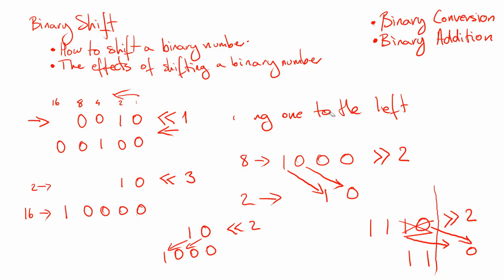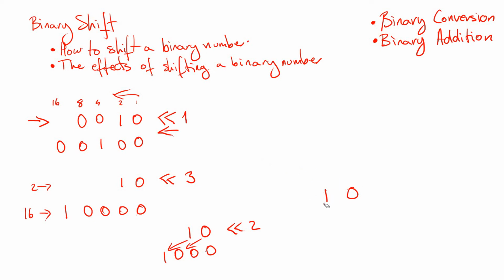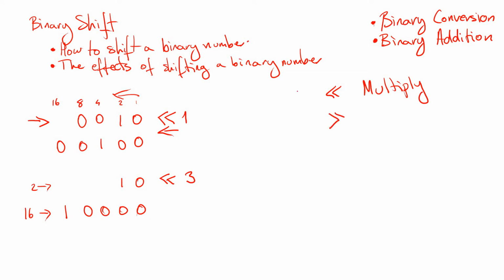Okay, now let's have a look. Let me just clear up some space here on the digital whiteboard. Let me just erase this as well. So we know now how to shift these numbers. Well, the effect of shifting is, as I said, shifting to the left means to multiply, and shifting to the right, so this one is left and this one is right, shifting to the right means to divide.